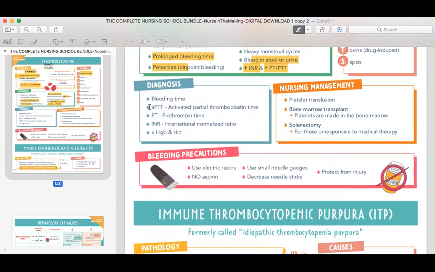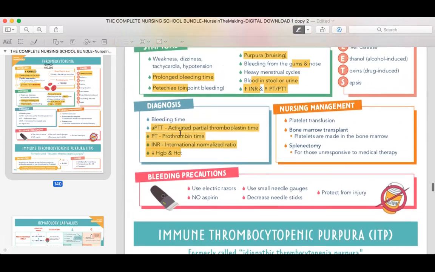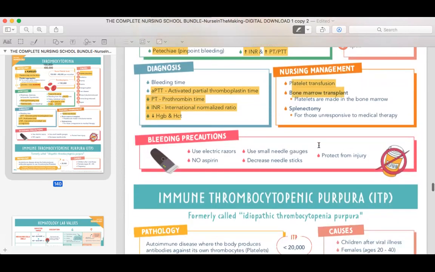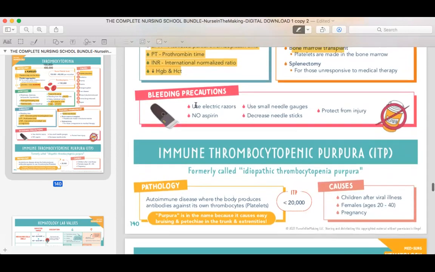So your PT and INR are all going to be elevated. Your hemoglobin and hematocrit are going to be low. Why? Because you're losing blood. You need a platelet transfusion so that you can clot, because now you're not clotting, so you're bleeding out. So you need a platelet transfusion or bone marrow transplant. Those two. Bleeding precautions always show up on ATI for anything.